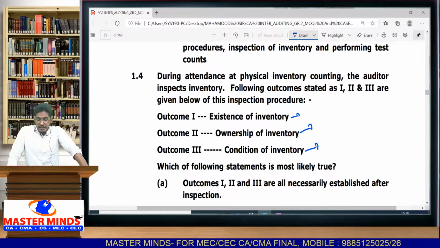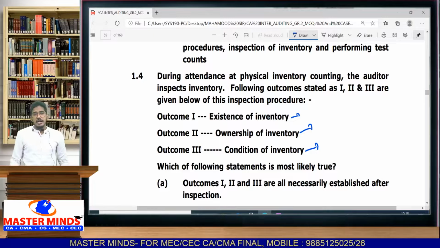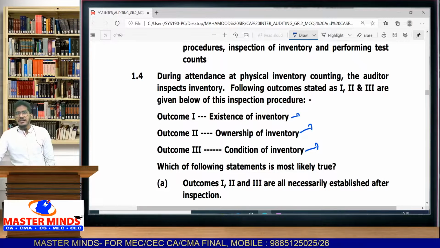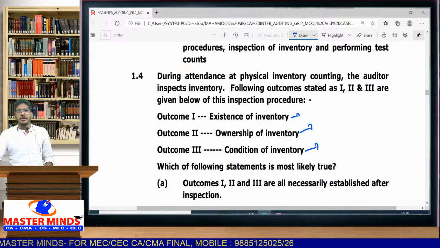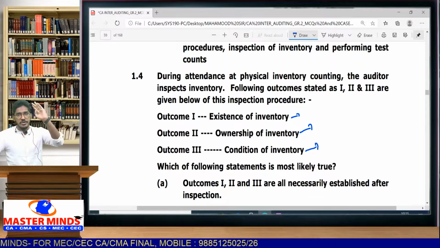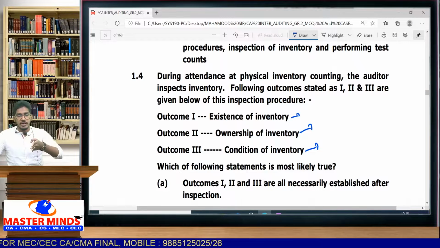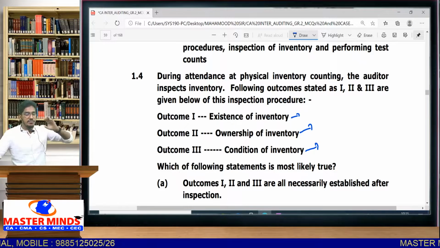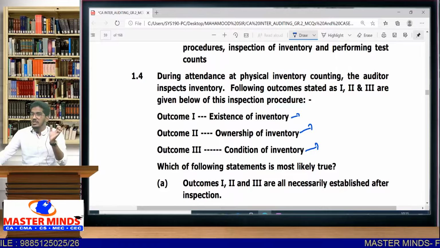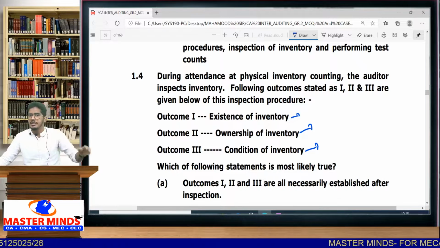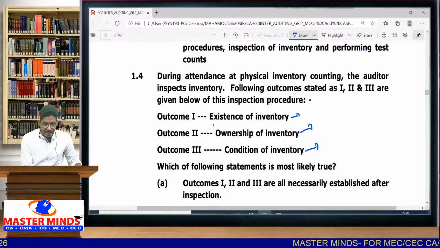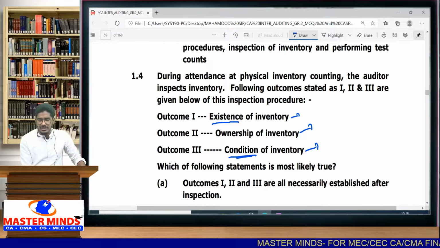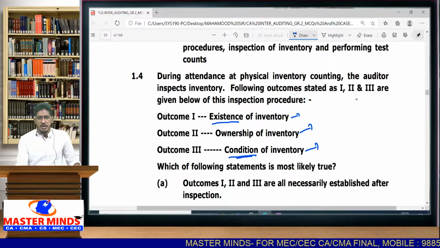Let us come to outcome 3, condition of inventory. Is the inventory condition good, bad, damaged, or of superior quality? That also you will come to know, right? When you go and do physical inventory counting, by observing you will know whether the inventory is of proper quality or not, whether it is in a good condition or a bad condition. So outcome 1, existence, and outcome 3, condition, you will definitely know once you perform physical inventory counting.